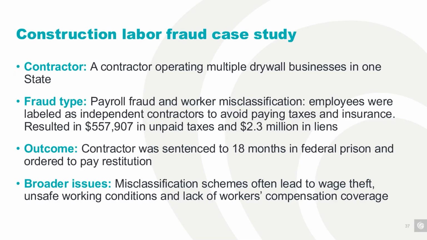On a similar case, we saw where a contractor operating multiple drywall businesses in one state was engaged in a payroll fraud scheme involving worker misclassification. So in this case, the employees were actually labeled as independent contractors to avoid paying taxes and insurance. This, in fact, resulted in over $500,000 in unpaid taxes and $2.3 million in liens. And so this contractor faced jail time, and the broader issue here is these types of misclassification schemes often lead to wage theft, unsafe working conditions, and potentially lack of workers' compensation coverage.